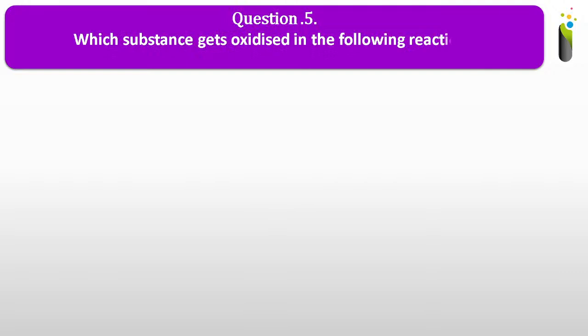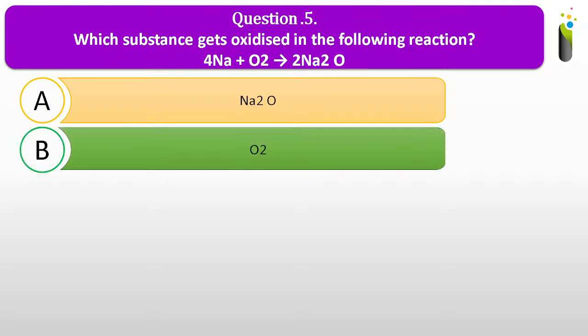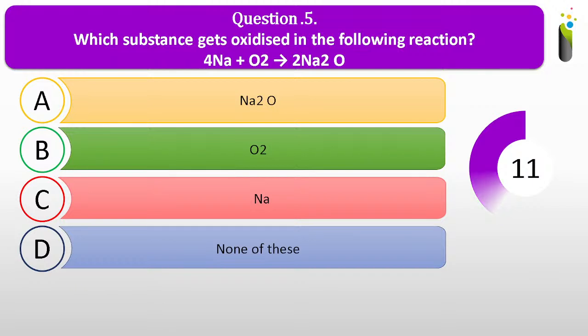Which substance gets oxidized in the following reaction? 4Na plus O2 gives you 2Na2O. A. Na2O. B. O2. C. Na. D. None of these. The correct answer, please answer.